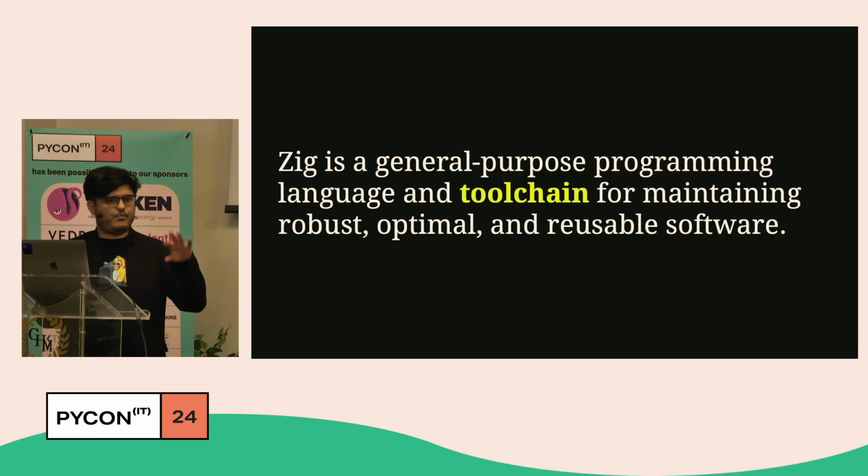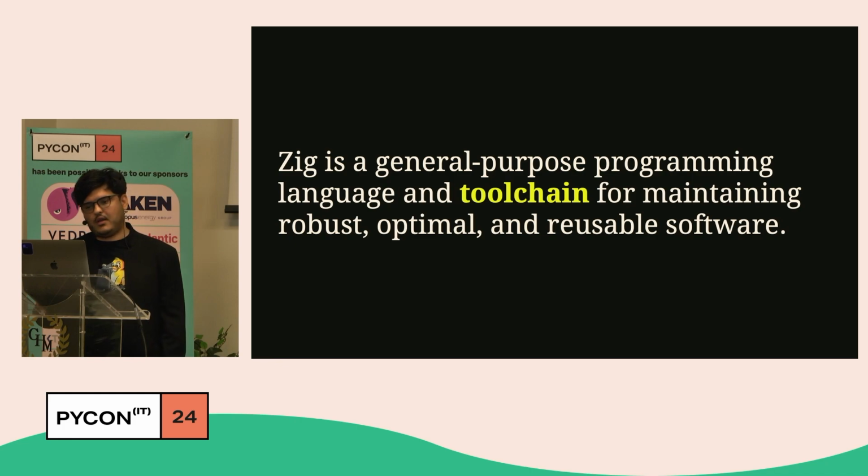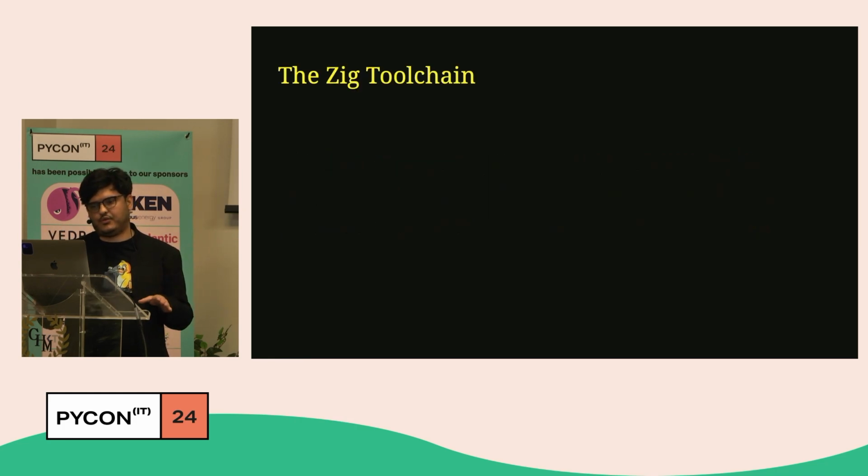So Zig, this is what we put on the website. Zig is a general purpose programming language and toolchain for maintaining robust, optimal, and reusable software. We do mean every single word in this sentence, but the one that is most interesting in this context is the one that says toolchain. So let me tell you about the toolchain.